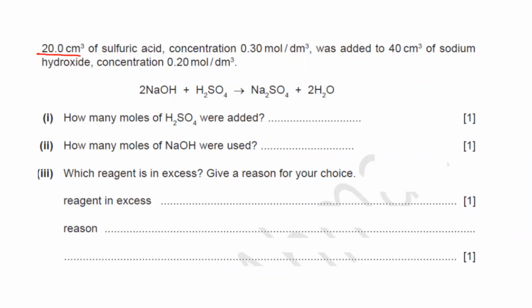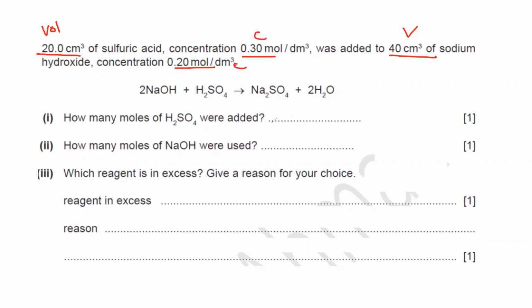20 cm cube of sulfuric acid of concentration 0.3 was added to 40 cm cube of sodium hydroxide of concentration 0.2. So we have the volume, but the volume is in cm cube. Remember, you have to convert the volume into decimeter cube. And the concentration is 0.3. How many moles of sulfuric acid were added? So how to know the number of moles of sulfuric acid? To get the moles of a solution, it is concentration times volume.